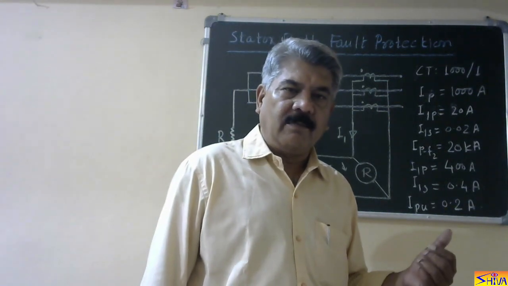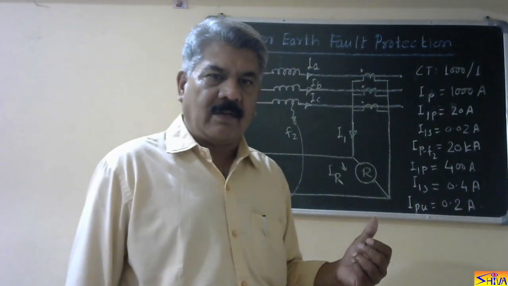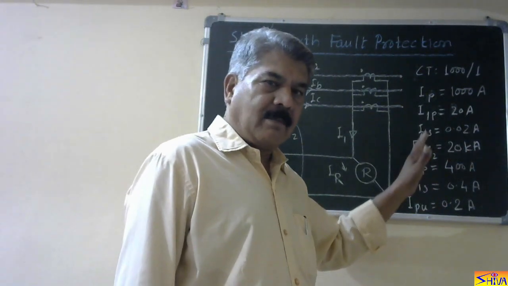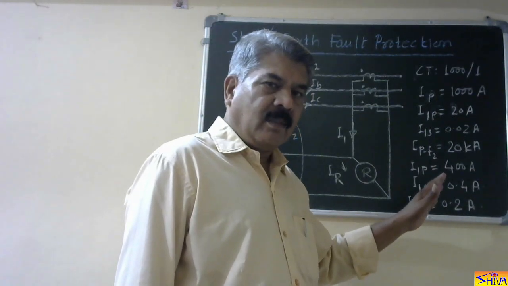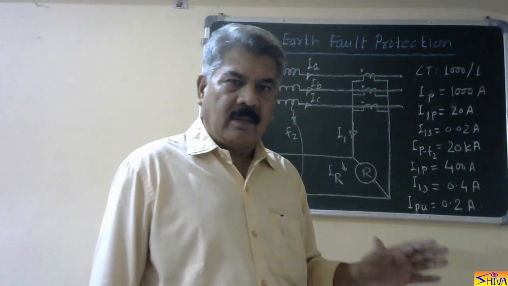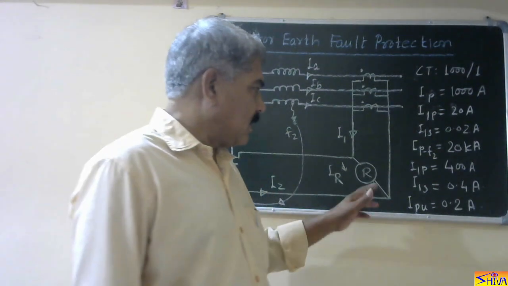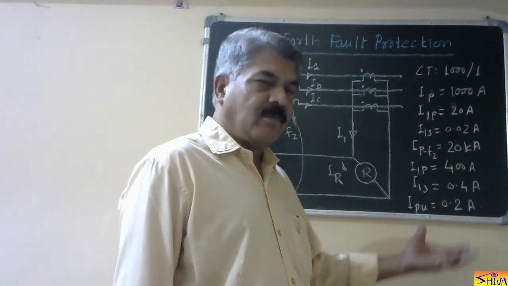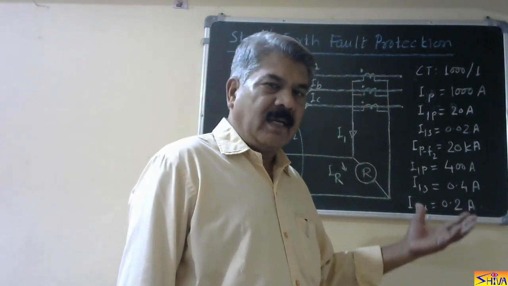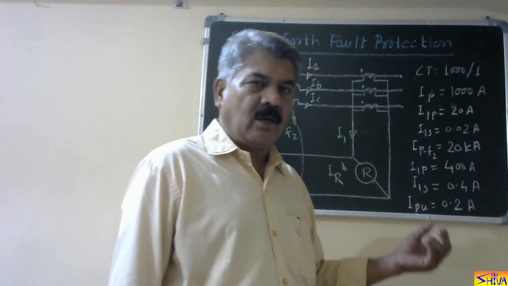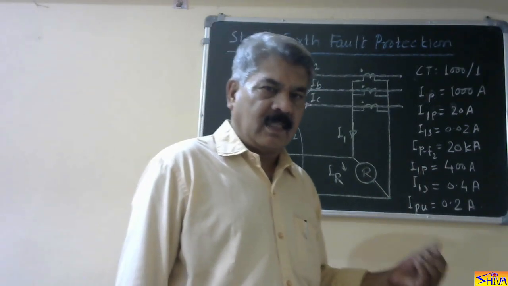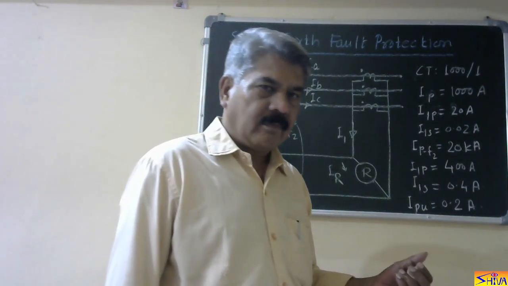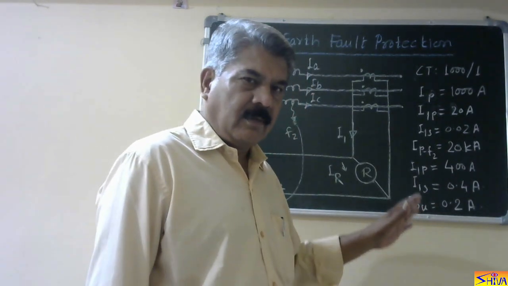So even when there is no fault on the generator winding, due to an external fault, some imbalance is already there, therefore the relay is operating. That is the reason why the sensitivity of this relay is not too high. So relay pickup is selected somewhat higher. Normally it is 10 to 20% of the rated current of the generator. So this is the first point.